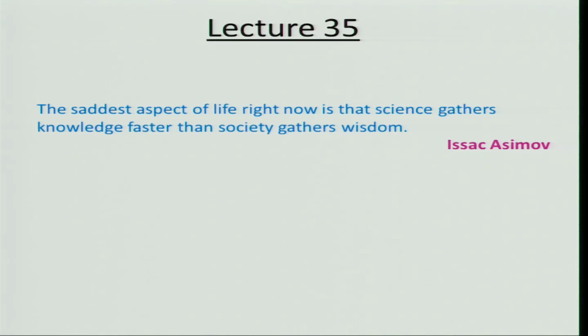Let us start this lecture 35 with a thought process from Isaac Asimov, who says that the saddest aspect of life right now is that science gathers knowledge faster than the society gathers wisdom. It is very important and also very critical.